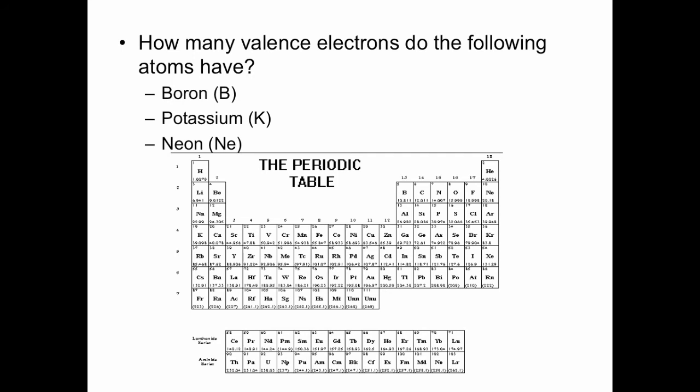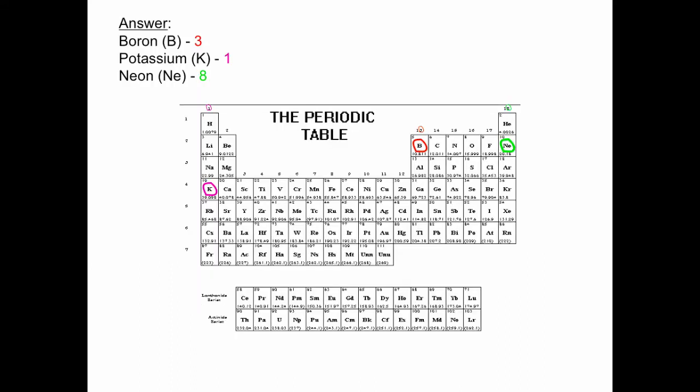How many valence electrons do the following atoms have? So again, boron, and you can just write this next to where you wrote it earlier. You don't have to rewrite it, but add the number. Boron, potassium, and neon. So before where I asked you how many energy levels I have, now I want to know how many valence electrons I have. The answer is 3, 1, and 8, because boron is in the 13th group, potassium is in the first group, and neon is in group 18.